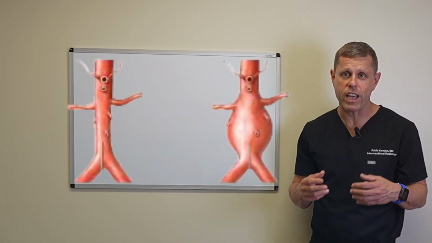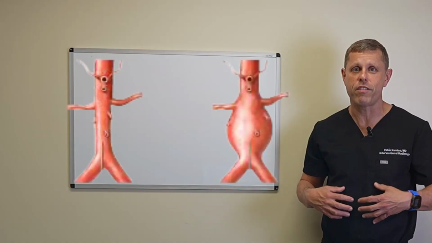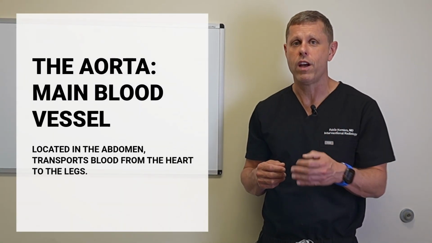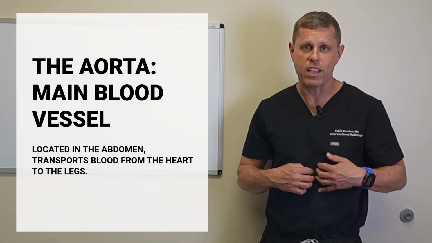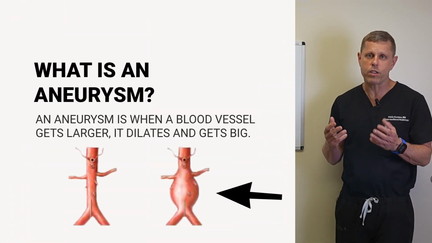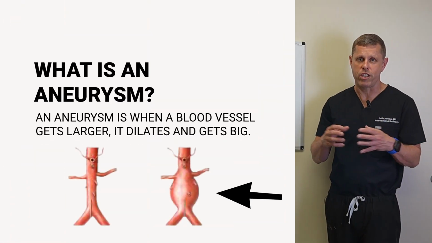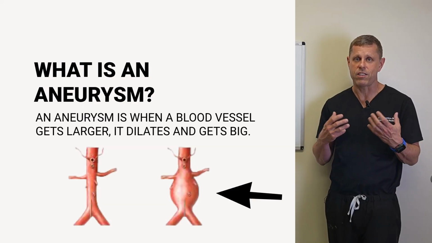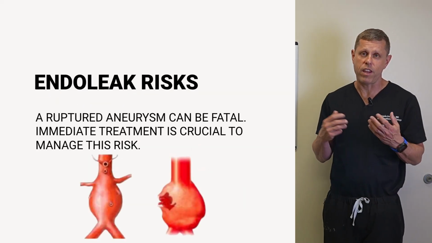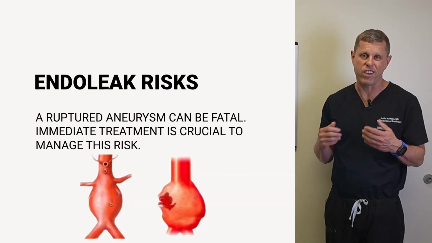An abdominal aortic aneurysm is a dilatation of the abdominal aorta. The aorta is a 2-centimeter blood vessel that is located in the abdomen and takes the blood flow from your heart all the way to your legs. An aneurysm is when a blood vessel gets larger, it dilates and gets big. And the risk of an aneurysm is that they can rupture, and if they rupture, they can be fatal, essentially. You can die from them.